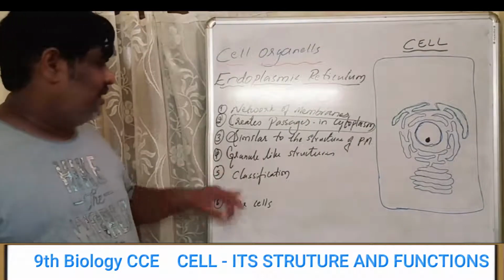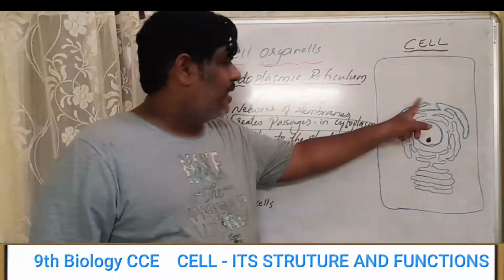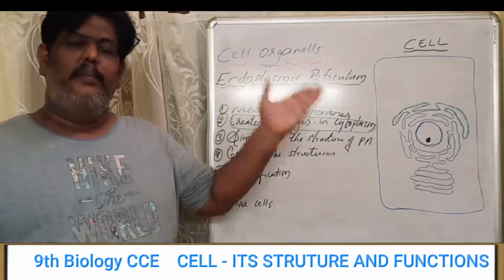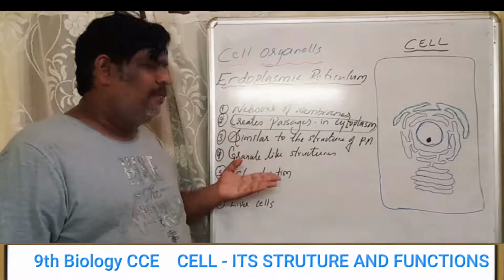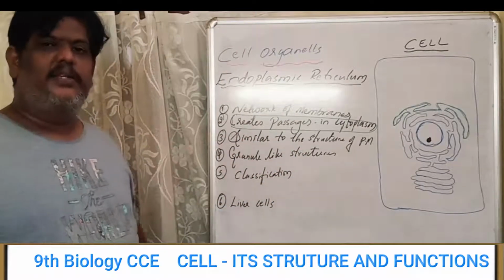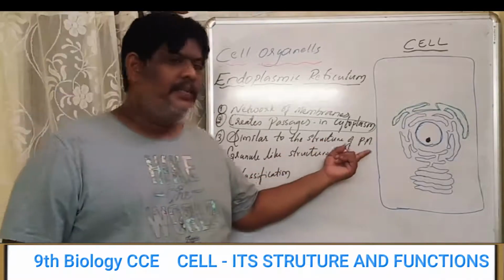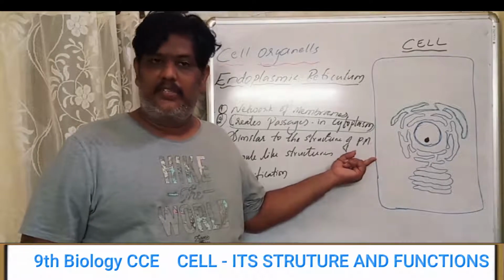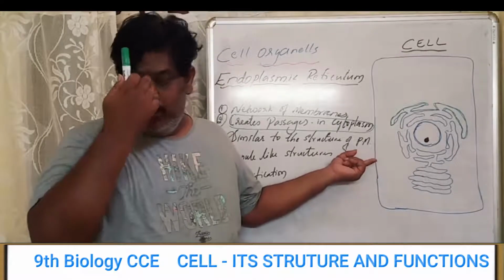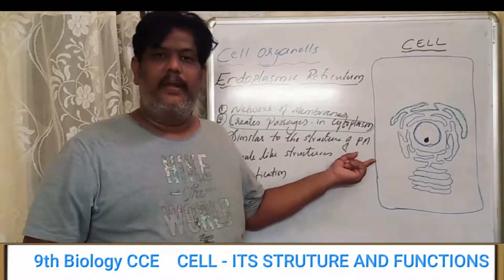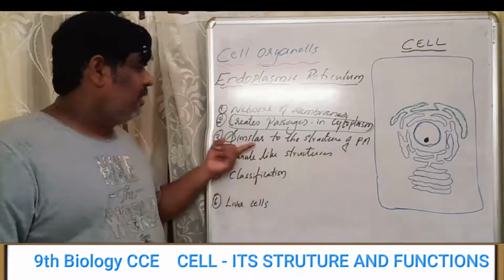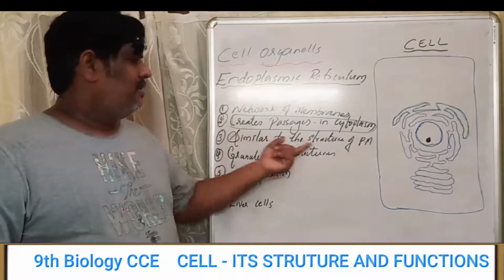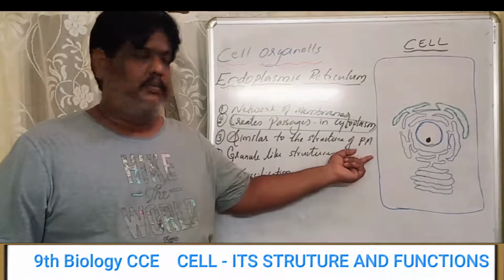Now the second point is that this endoplasmic reticulum is also membrane bounded, isn't it? They have a membrane. So the structure of the endoplasmic reticulum is very much similar to that of the plasma membrane. We have already learned about the plasma membrane, which is also the cell membrane. If you want to know more about that, you can watch the previous video. The structure of the endoplasmic reticulum, that is ER, is exactly similar to that of the plasma membrane.